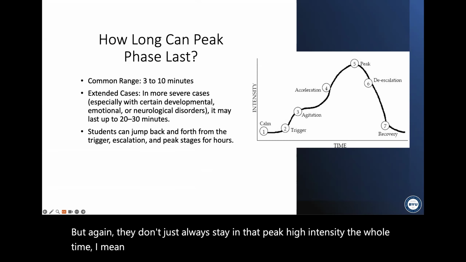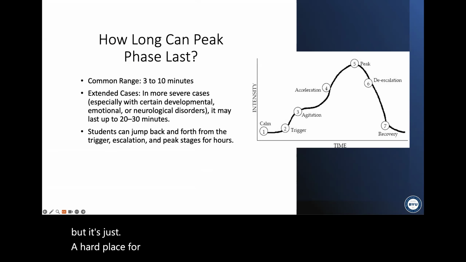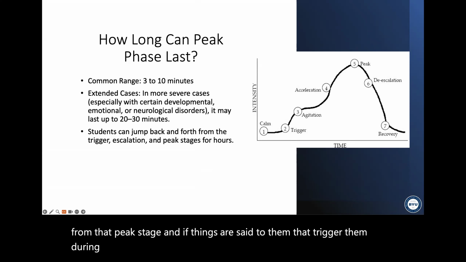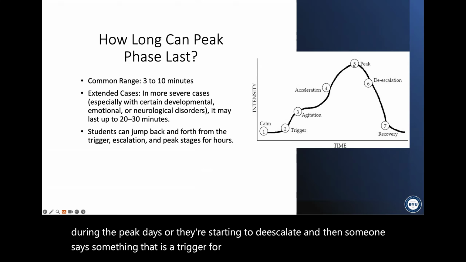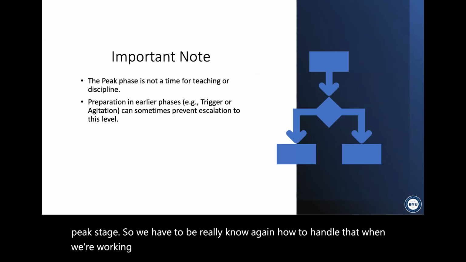I mean, that would be so exhausting for a child. By the time they're done with that 3 hours, they're so tired. But it's just a hard place for them to be. Again, they jump back and forth a lot of times from that peak stage. And if things are said to them that trigger them during the peak stage, or they're starting to de-escalate, and then someone says something that is a trigger for them, they'll jump right back into that peak stage. So we have to really know how to handle that when we're working with these children.